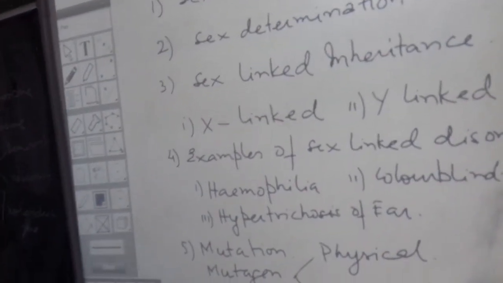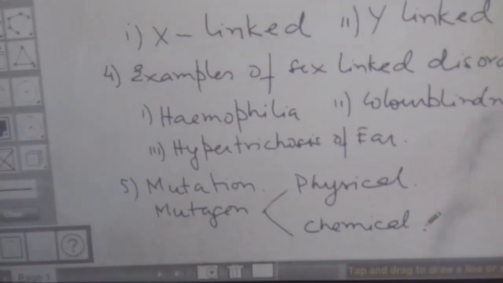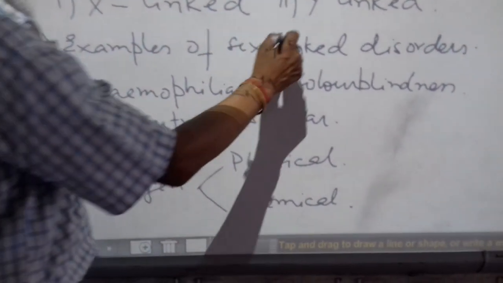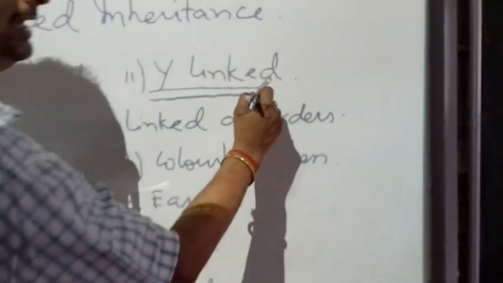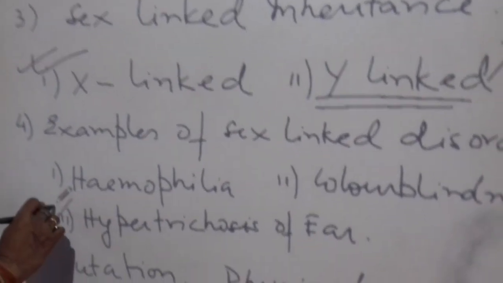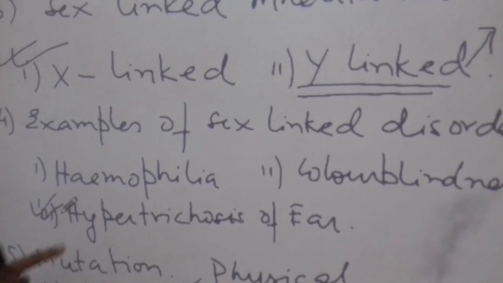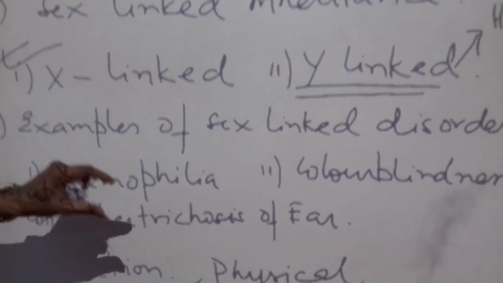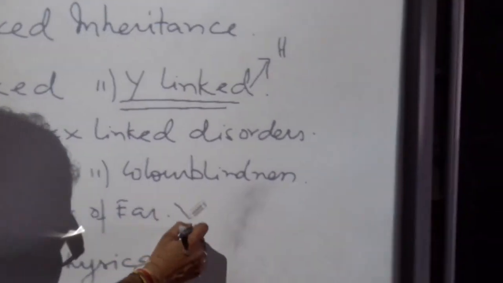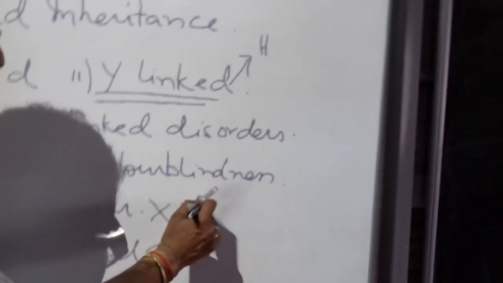Now, we call all these genes which are on the X chromosome X-linked. But Y-linked genes also can be there. Now what are Y-linked genes? Like say for example, hypertrichosis of ear. I have mentioned here, hypertrichosis of ear is a Y-linked gene. So this is actually expressed by having hairs on the earlobe. Now this is always carried on the Y chromosome.